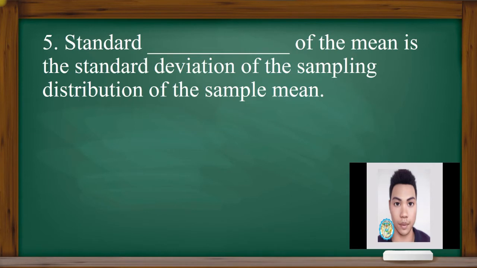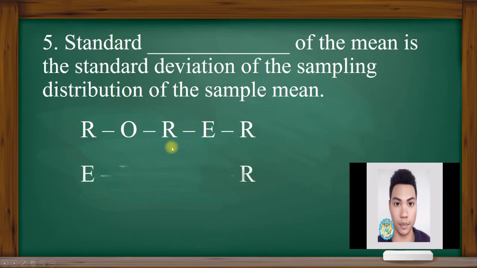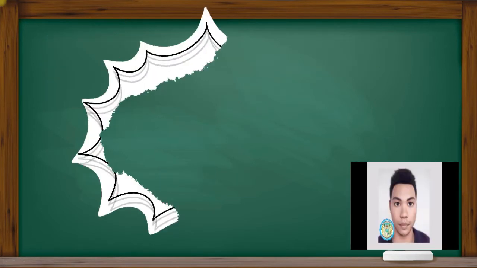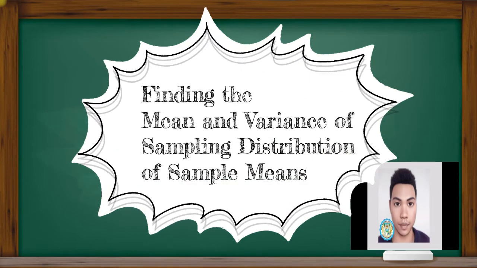Number 5. Standard blank of the mean is the standard deviation of the sampling distribution of the sample mean. RORER. So the answer is error. So the standard error of the mean is the standard deviation of the sampling distribution of the sample mean. So now let's proceed to our lesson, which is finding the mean and variance of sampling distribution of sample means.